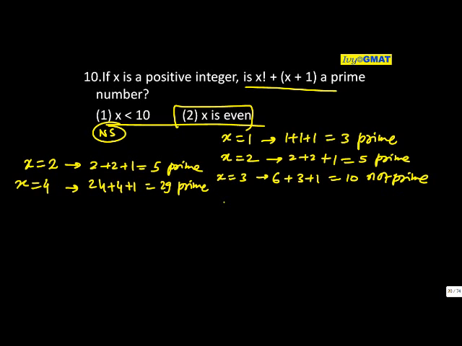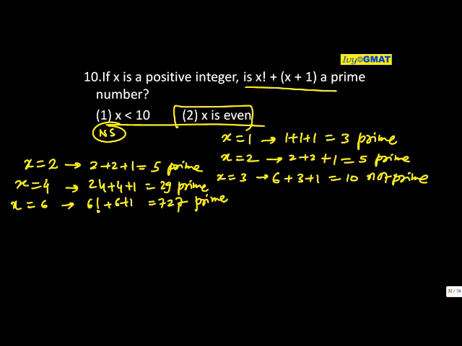Which statement do you think will be enough? How do you decide that? Please tell me. How do we decide that? I should take more values. So x equal to 6. 6 factorial is 727. Now suppose you don't know, but suppose this is also prime. Then what? Will you mark this enough or not enough then?